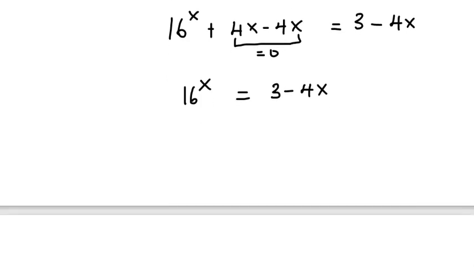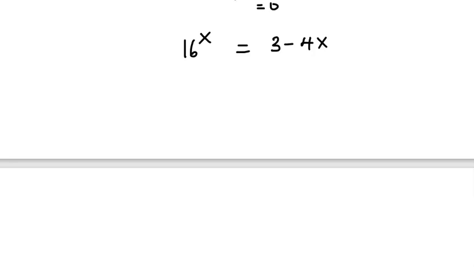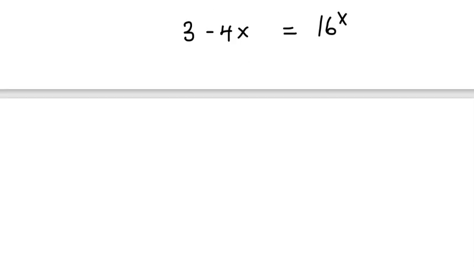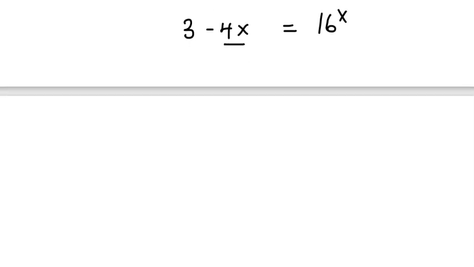Now from here we can change the sides of this equation. So we can make the right hand side the left hand side, the left hand side the right hand side, but don't change the sign. So we have here 3 minus 4x is also equal to 16 raised to the power of x. Now from here, we're going to factor out the coefficient of x, which is 4. So if we factor out 4 there, we're left with 3 over 4, then minus x. So this will be equal to 16 raised to the power of x.